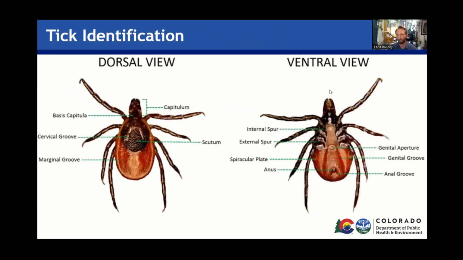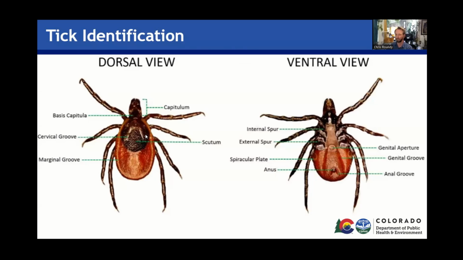Okay, switching gears over to ticks. Again, not going to go into every detail of tick anatomy today, but I did want to show you on the dorsal view of the tick, the backside, this scutum here. A scutum like this that takes up about half of the tick's back tells us that this tick is a hard tick and it is female. On the male hard ticks, that scutum will take up the entirety of the back. And if that scutum is absent, we're looking at a soft tick.